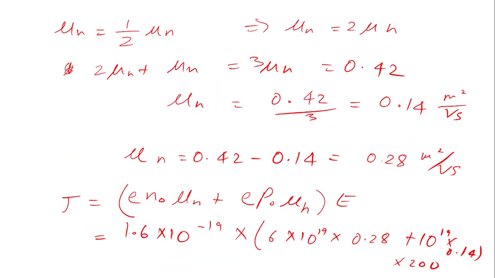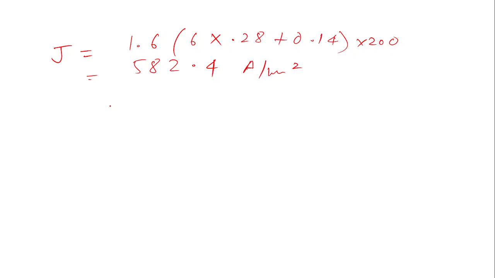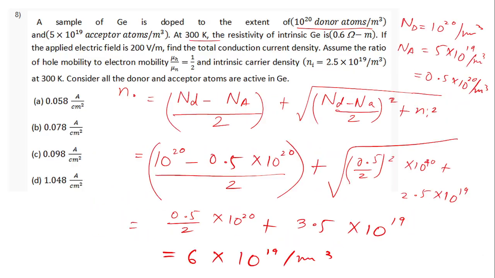And the answer is required in ampere per centimeter square. So changing to centimeter, 1 meter is 10 to the power 2 centimeters. So accordingly, 582, sorry, 0.058 ampere per centimeter square will be the correct answer. Option A is the correct one.